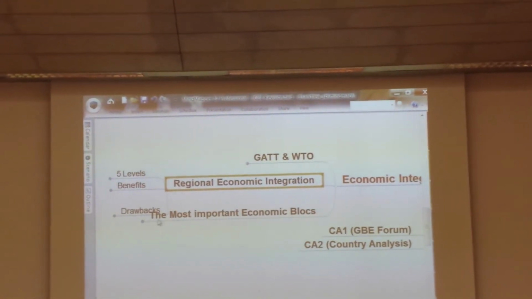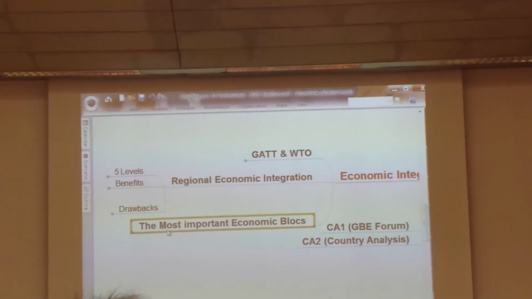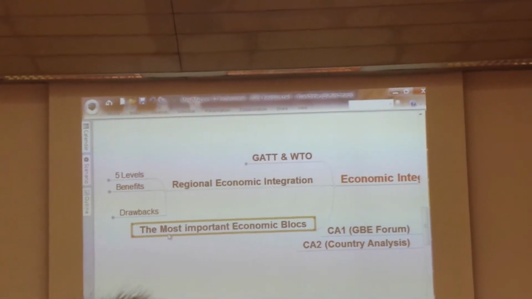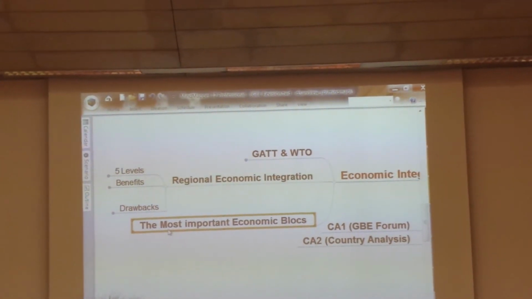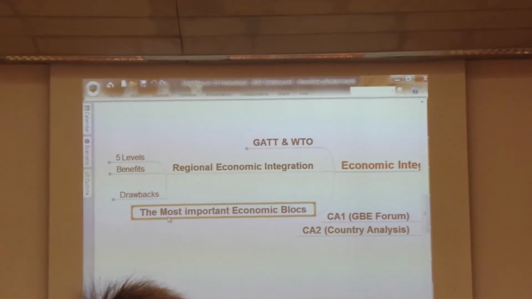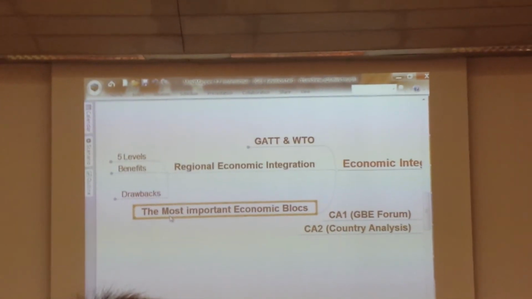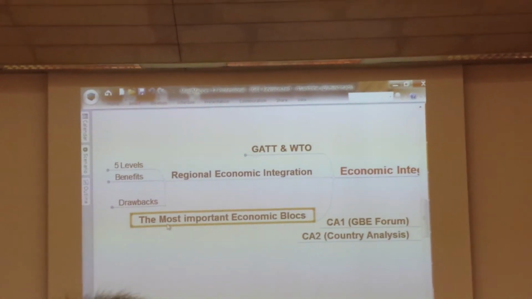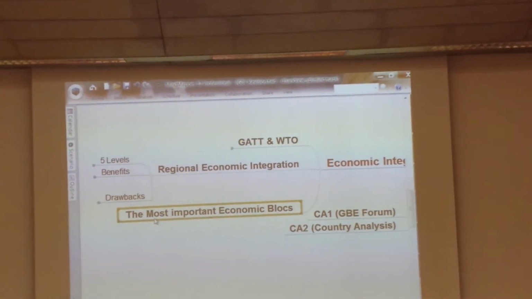The 5 levels are basically, you know the 5 levels, right? FTA, customs union, common market. It's important to know all this because of Asia, ASEAN. We are moving from one circle to another circle. So you need to be able to know the differences, and of course, the benefits and drawbacks of economic integration.